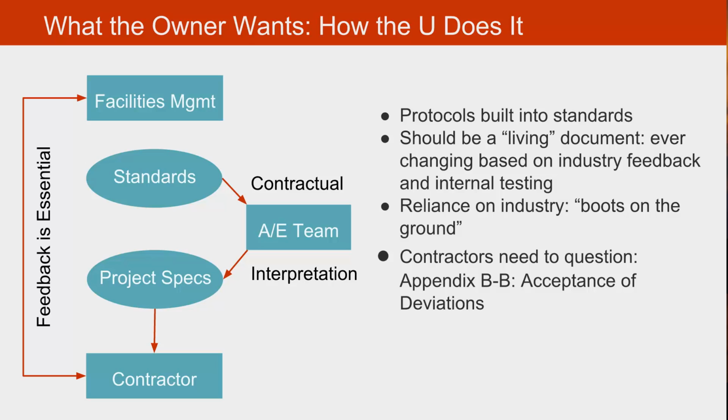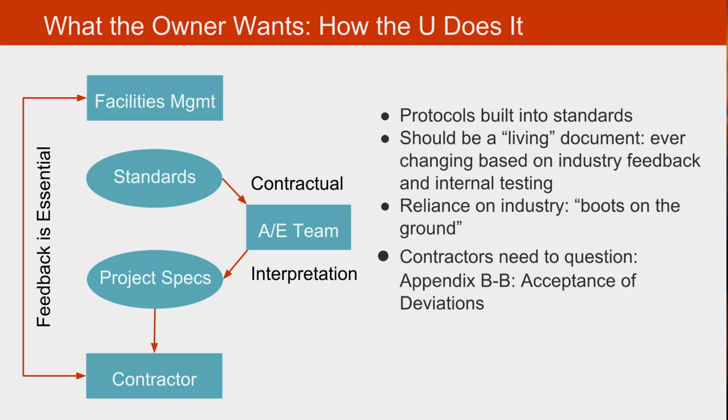So this is a little bit more detail about what the U of M would do with a reference standard. Think about it this way. On the top of this chart, facility managers define the protocols that will be built into the standards. And it's really a living document. It's constantly changing. So they establish the standards. They then, by contract to the A&E team, say, thou shalt design this building with these standards. The A&E team interprets those standards into the project specifications, which the contractor then uses to price and build the project. The contractor then will provide feedback to the facility management team when requested on exactly how those particular specifications work, perform, and will be maintained. That's how it is a living document.